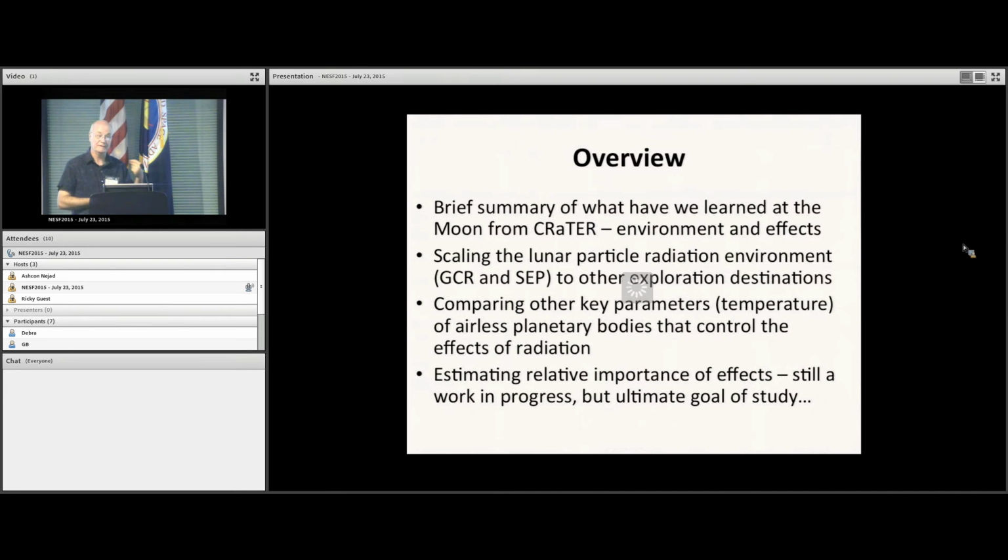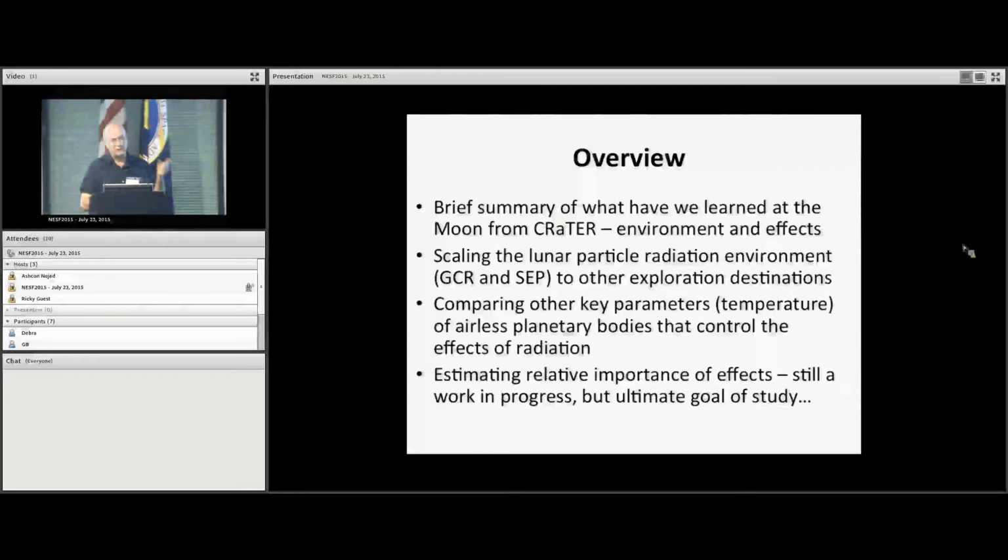So again, a brief summary of what we've learned from the moon, both in terms of the environment there, the particle radiation environment, and the effects. How do we then take that information and scale that environment to other exploration destinations? And I'll look at both galactic cosmic rays and solar energetic particle events.